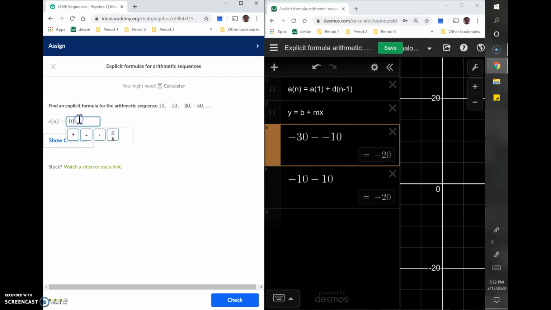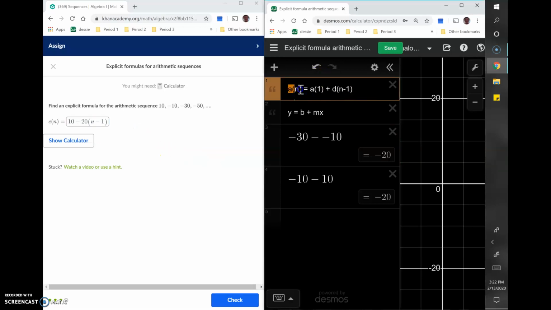I paused there because I was like, oh, did I get it right or wrong? And then again, this n minus 1 just stays as n minus 1. So up here would be the formula you want to include in your notes if you're taking notes. And that's how you complete explicit formulas for arithmetic sequences. Good luck.